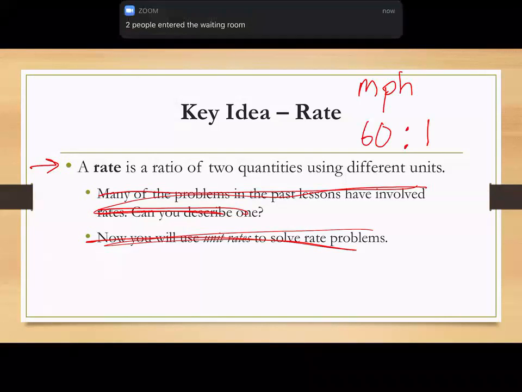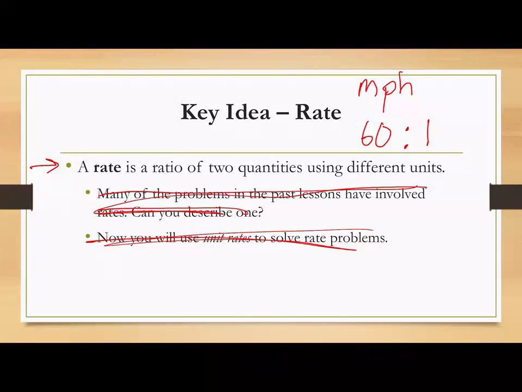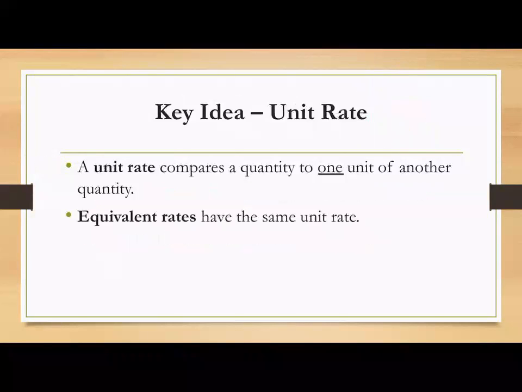And when we think about unit rates, which is the next thing we're going to write down, we are thinking about rates as compared to 1 unit. So a unit rate compares a quantity to 1 unit of another quantity. Again, so thinking about miles per hour, we're comparing the quantity of one thing to 1 unit of another quantity. And when we think about equivalent rates, that means that they have the same unit rate.